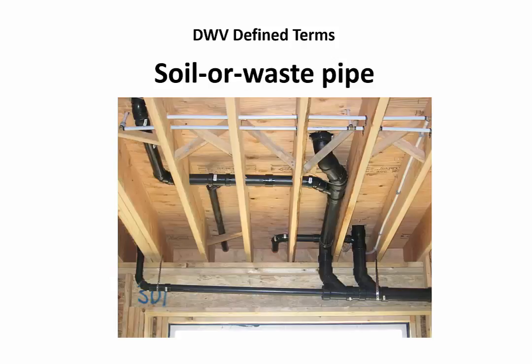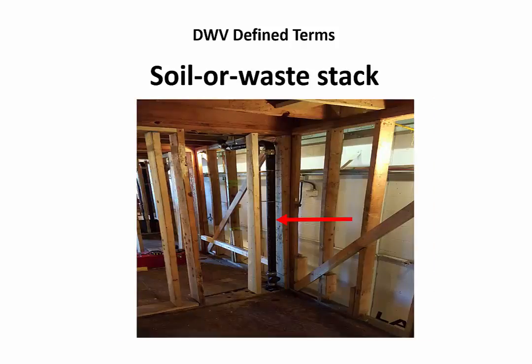Pipes that drain to a sanitary system are called soil or waste pipes. Soil pipes and waste pipes at one time had different meanings. Examples of soil or waste pipes include fixture drains and branches. Fixture drains and branches become soil or waste stacks when they pass through one complete story.